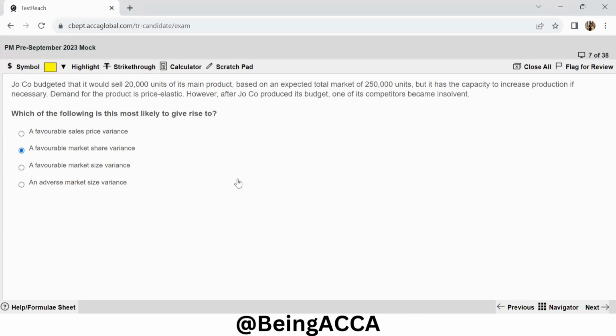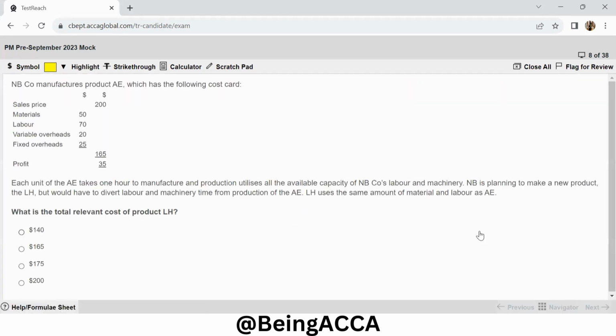So earlier, maybe if they were having 20% of the market, maybe now they can capture 30% of the market, taking advantage of the fact that their competitors have become insolvent. One of its competitors has become insolvent. So the answer is a favorable market share variance. Moving to the next one.